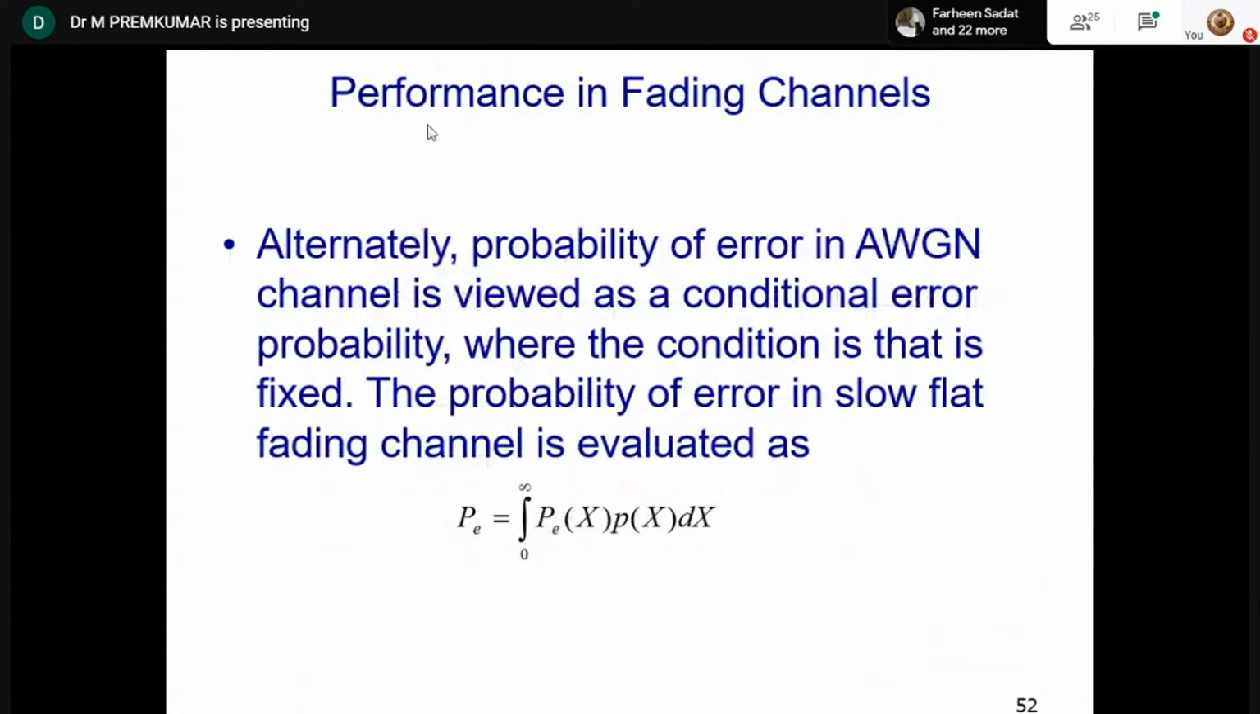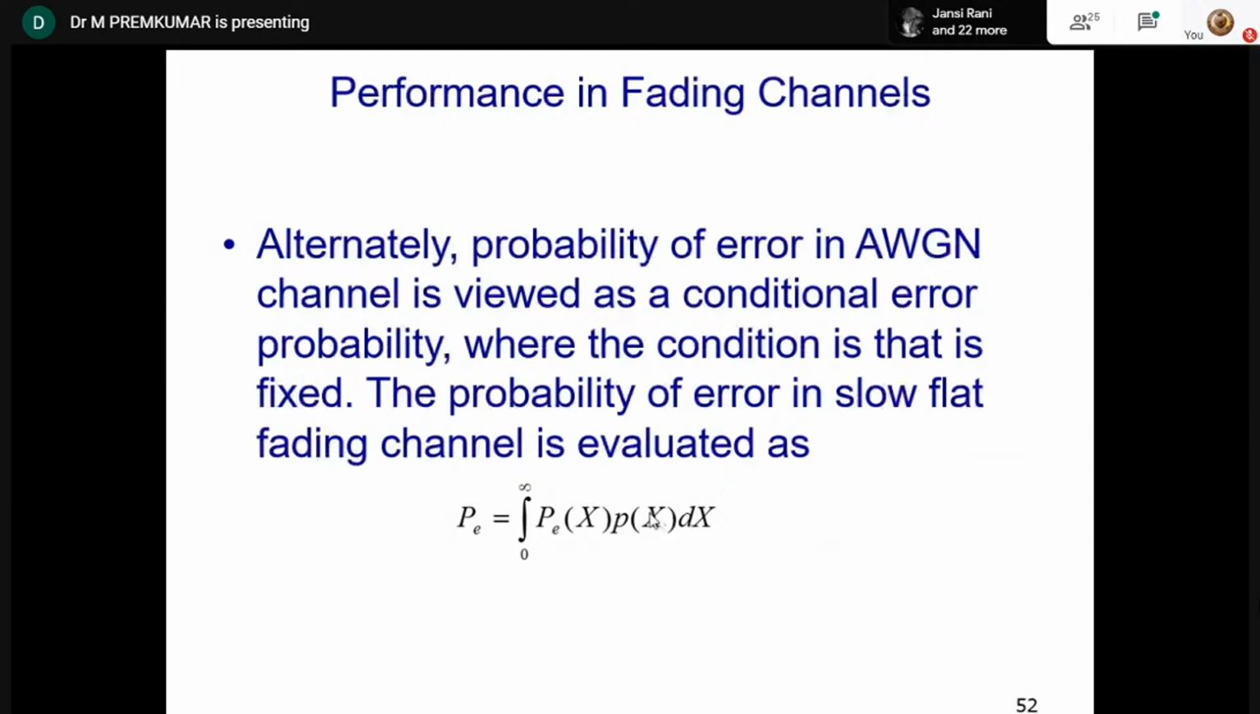So the objective is you need to calculate the probability of error. The metric probability of error, where P of X is the probability density function. You have to make sure what the probability density function is here, whether it is a normal distribution, Gaussian distribution, or a Rayleigh fading distribution, and so on.